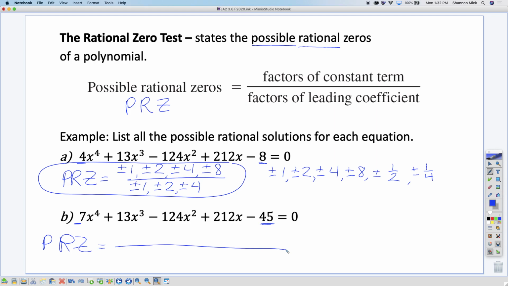Okay, so the factors of 45 are what? Plus or minus 1, 3, 5. Oh, 3 goes into 45. Plus or minus 5, 9. Plus or minus 9, 15 and 45.